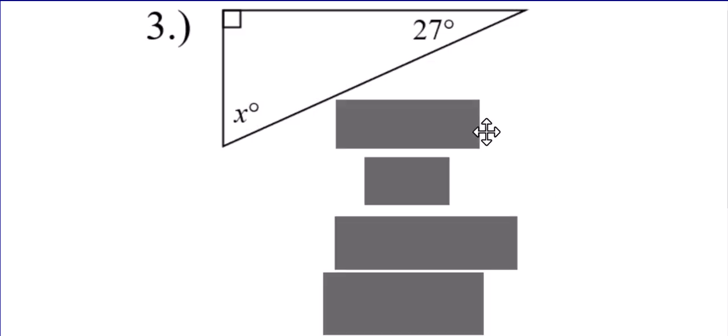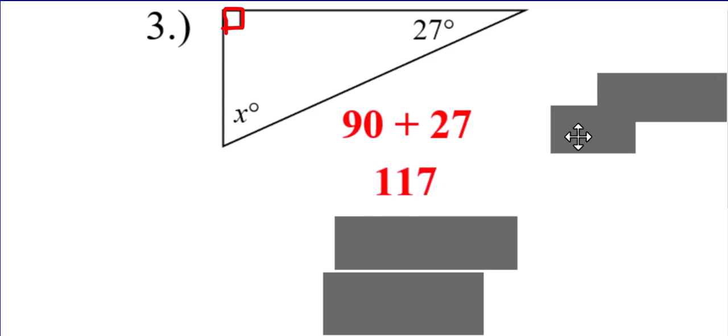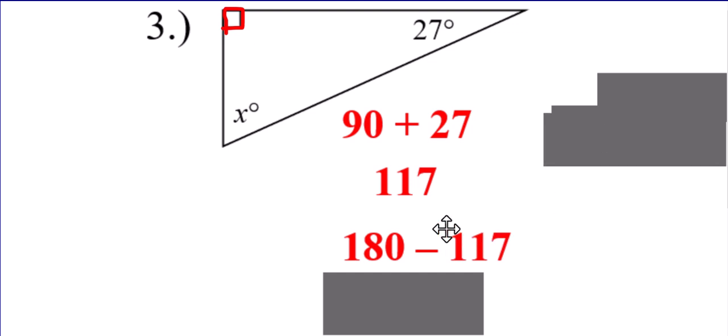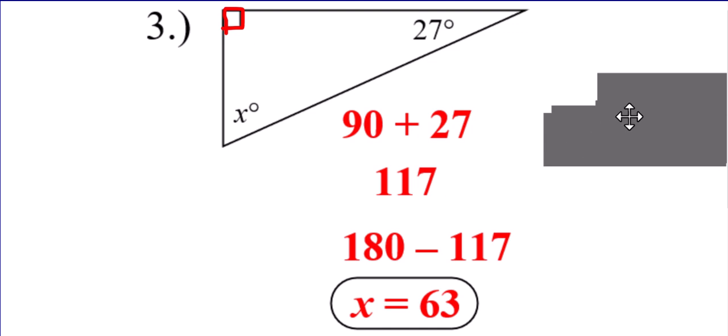Problem number 3. Do we have the measures of 2 angles? Well, yes, we do. This square means 90 degrees. So 90 plus 27 is going to give us 117. 117 subtracted from 180. You better have the 180 written on the left. Otherwise, if you had it in the opposite order, you would get a negative. Yes, the order of subtraction matters. That would give you 63 for the degree measure of x.